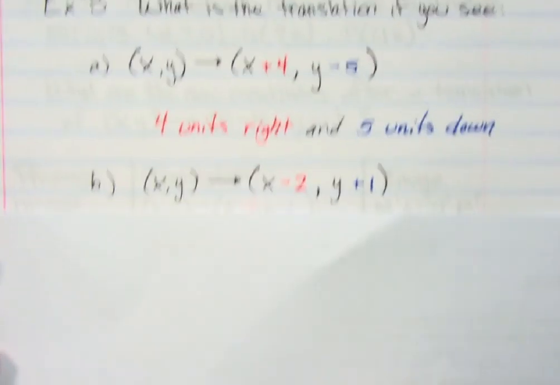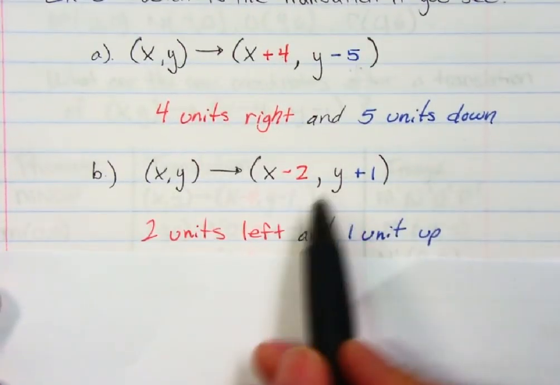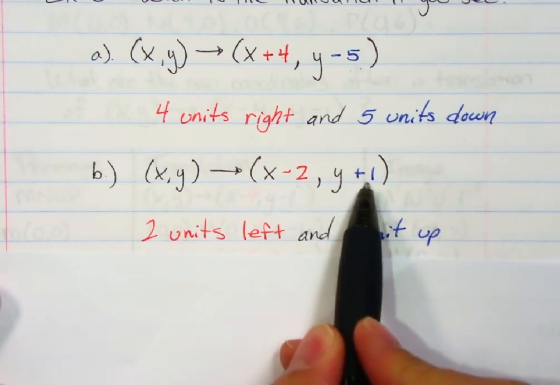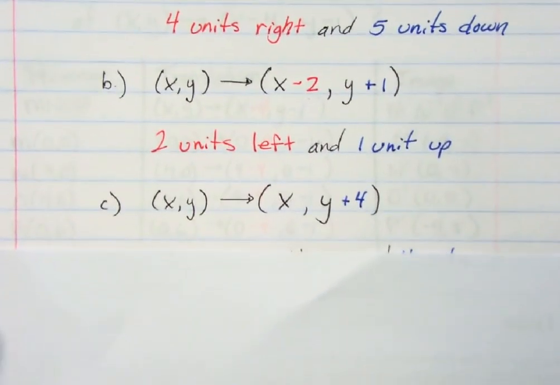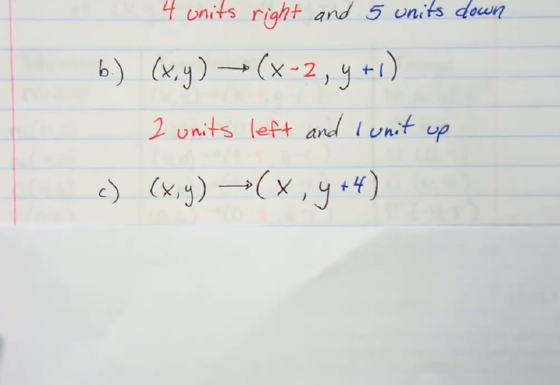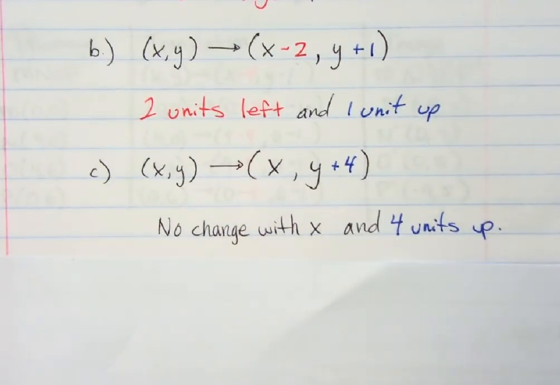How about this one? Try this one out. What are they trying to tell you here? Okay, so you should see that it's 2 units left and 1 unit up. Positive means up, and left because it's negative for the x value. Last one, what's happening here? Okay, good. With x, nothing's happening. No change with x, but only the y moves up 4.